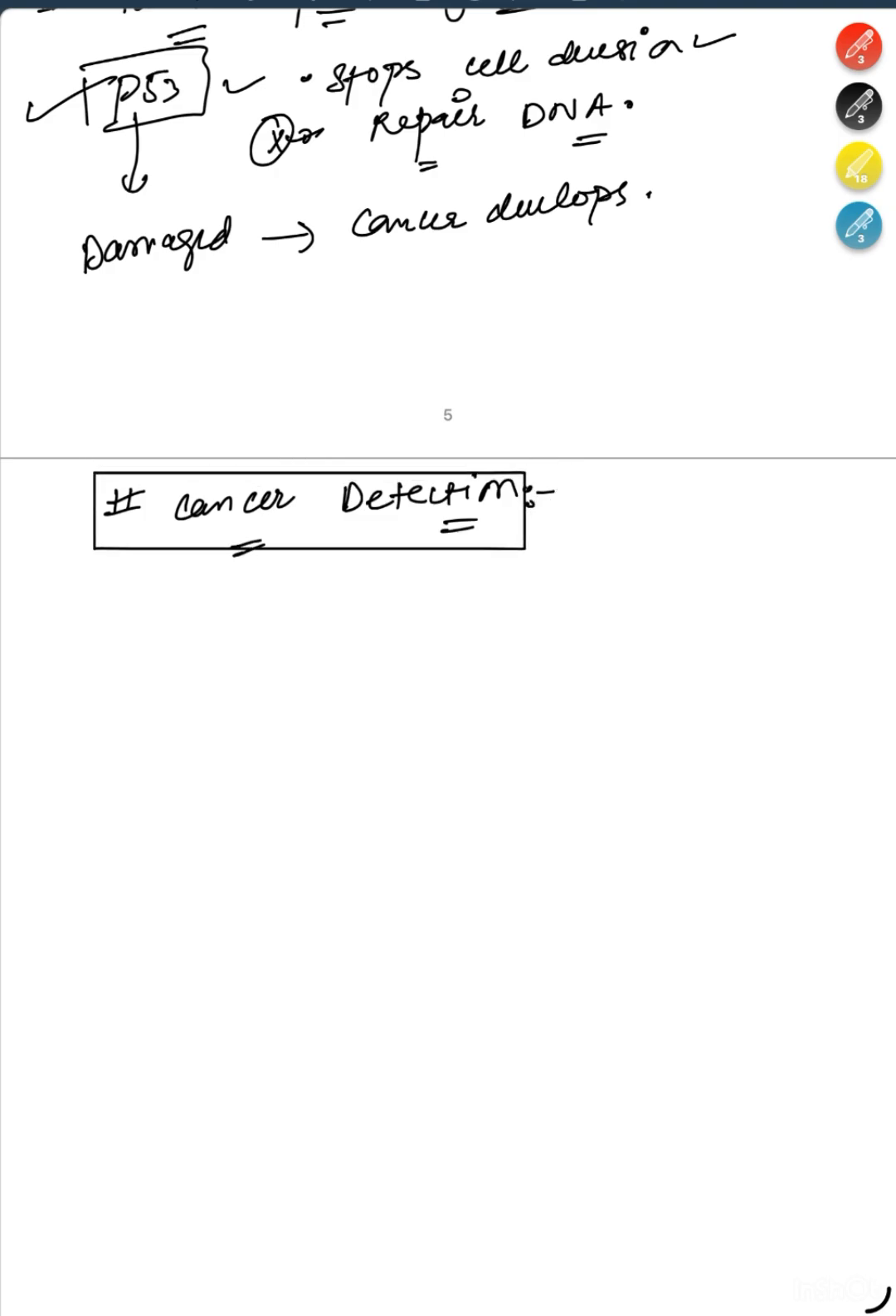So there are some methods. What are those methods? First, that's biopsy. That's most important. If we suspect that any tissue is suffering from cancer, we take a small tissue sample, and we study it, and when we study it, we come to a result whether this tissue suffers from cancer or not.